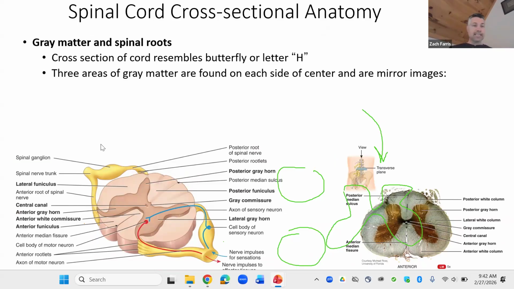Over here, these structures are the roots. There's a root. Here's a root. There's a root. You have roots coming off the side. Those are your PNS structures.